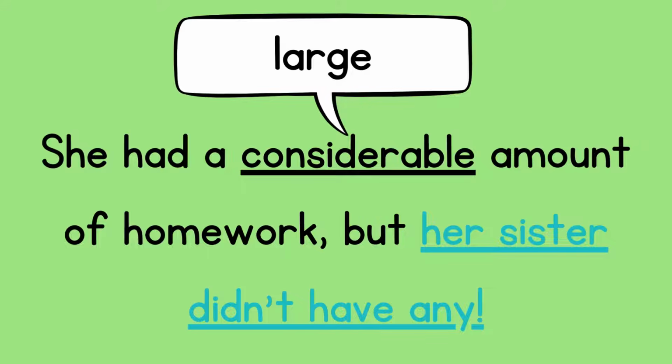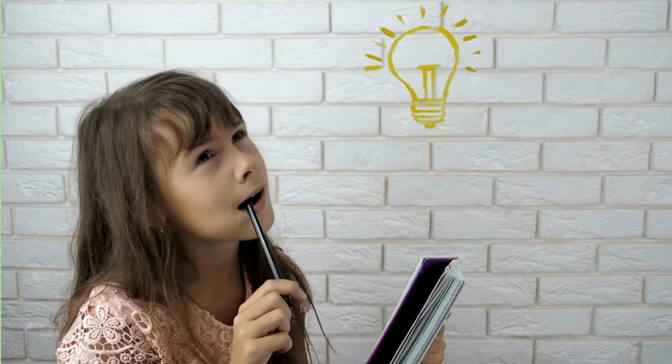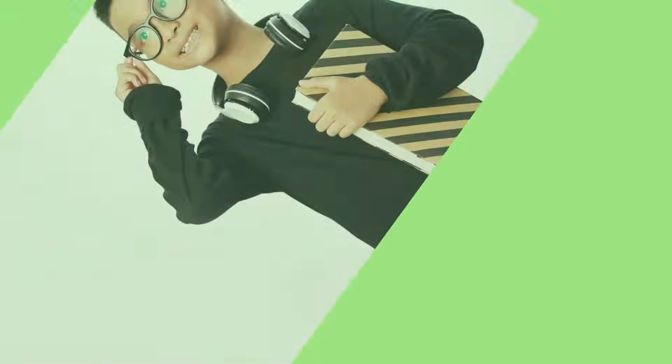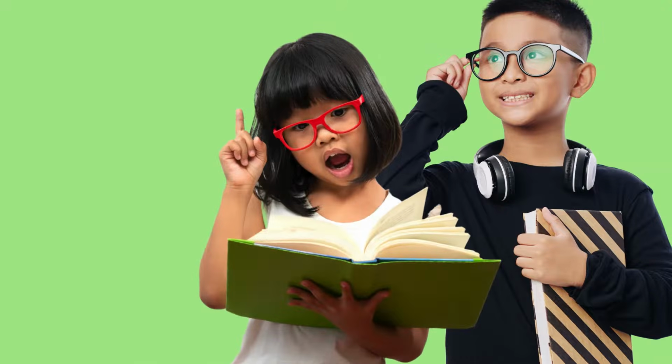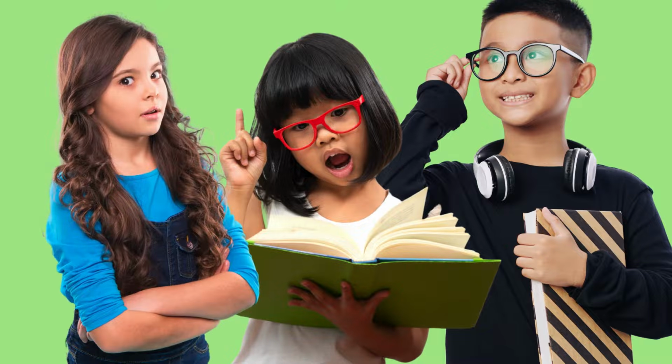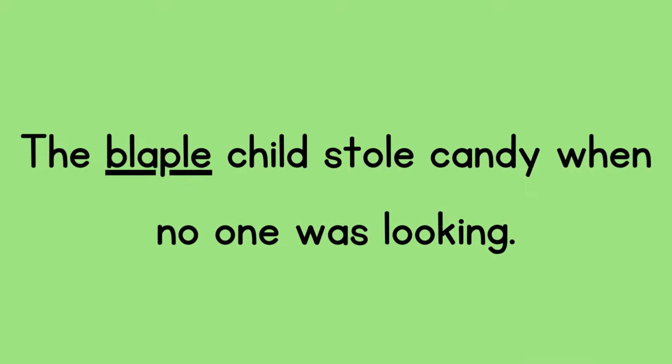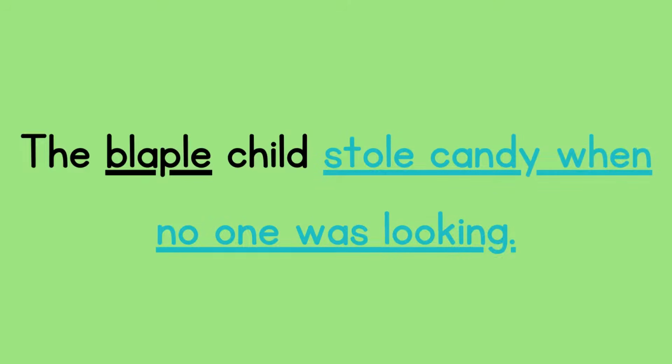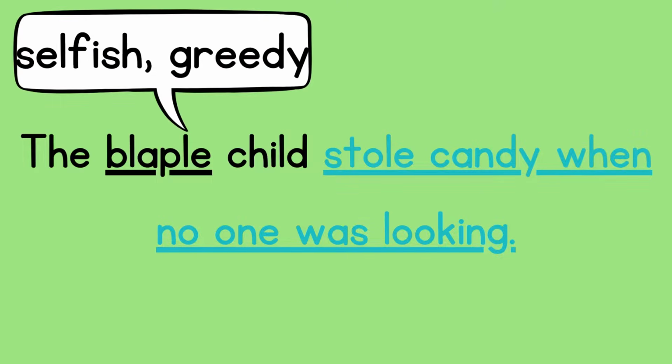Now, if you're up for a little more of a challenge, let's do a few made-up words that you have not heard of, and the only way to know what these words mean is to use the context clues. The Blapple child stole candy when no one was looking. Just using the context clues, what do you think Blapple means? The context clues that it's someone who stole when no one was looking might tell us that Blapple means sneaky, selfish, greedy, or you might even say naughty.